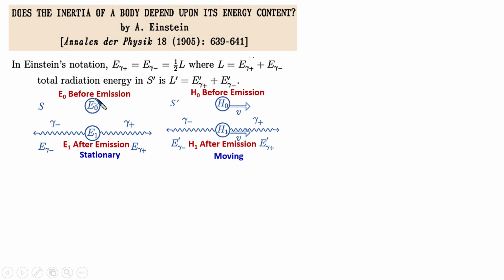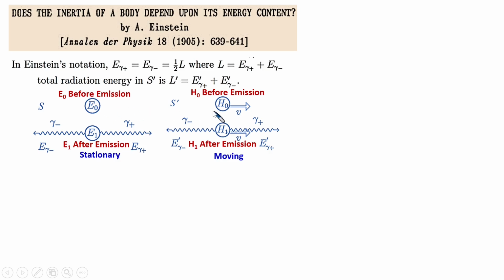So this is the initial energy before emission. E0 is the energy before emission, and after emission the energy is E gamma plus and E gamma minus. Here I have written Einstein's notation, E gamma plus. This is half of L, where L is the light energy. So half the light energy goes this side, half goes the other side. So the total light energy is E gamma plus E gamma minus.